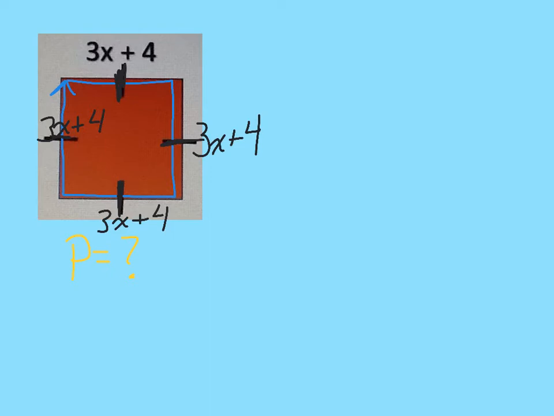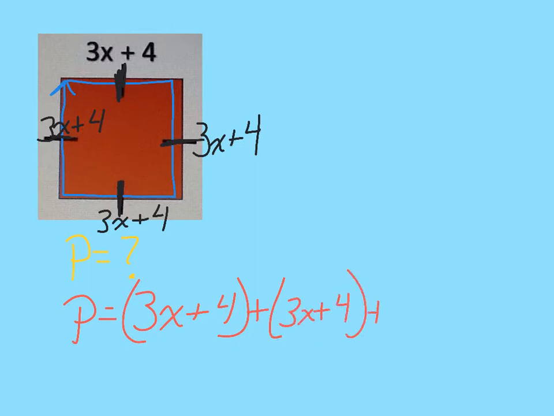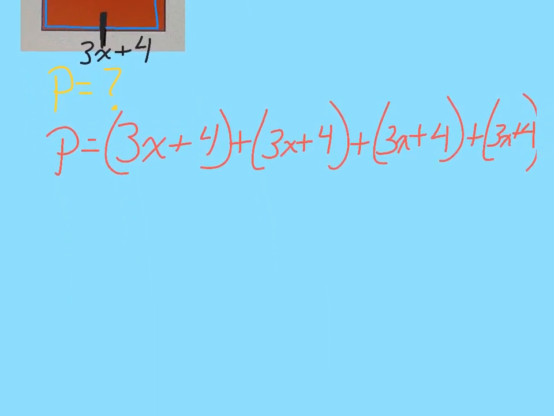So what is our perimeter? Perimeter, the distance around. Let's add all of these together. So I'm going to get 3x plus 4, 4 times. So plus 3x plus 4, plus 3x plus 4, and I'm going to have to squeeze one in here, plus 3x plus 4. Just made it. Okay, so that becomes our perimeter. I'm going to show you another way right away.